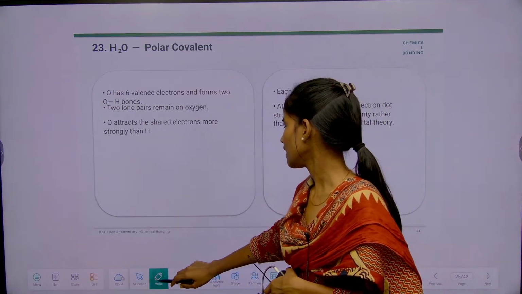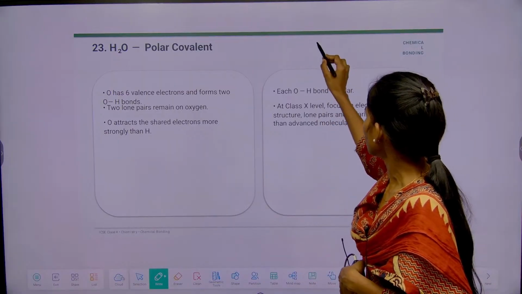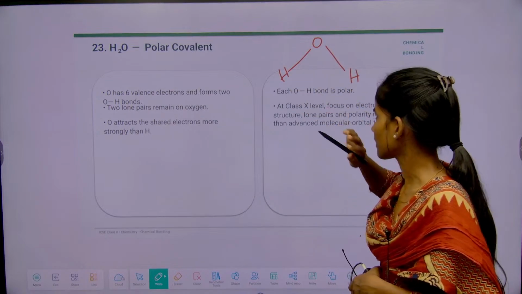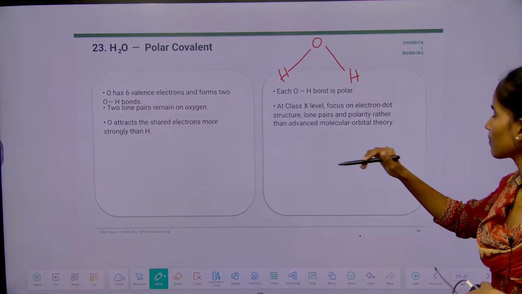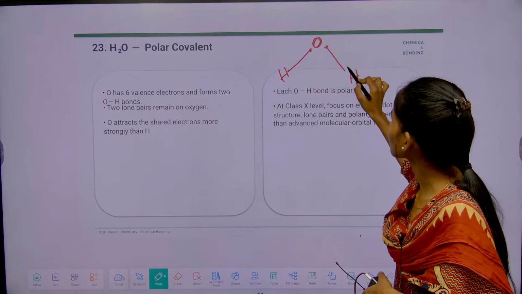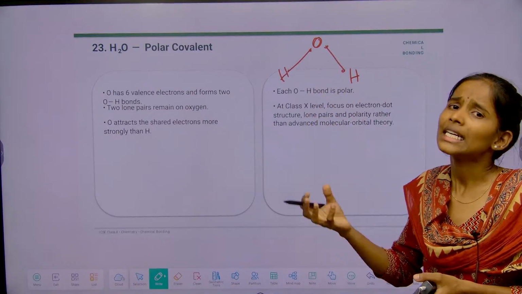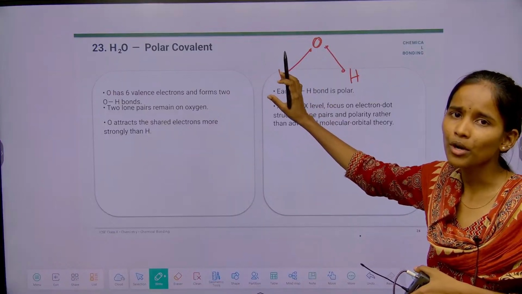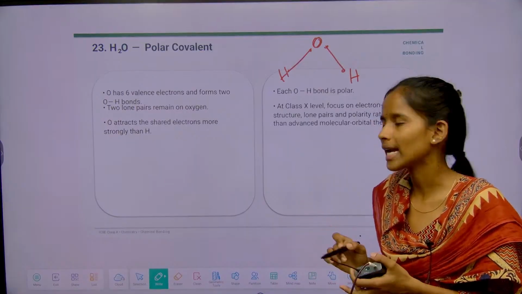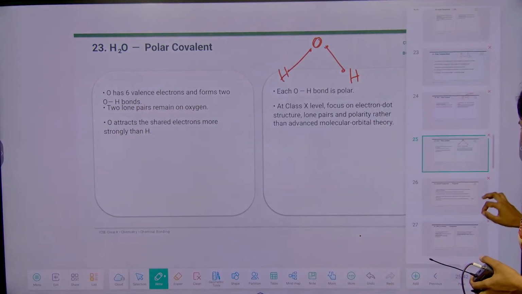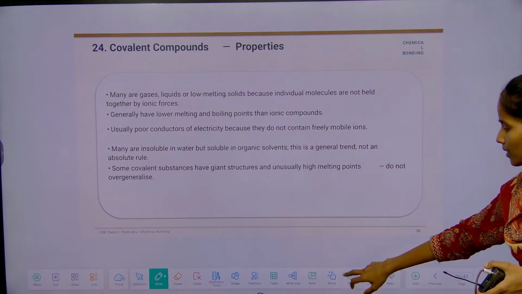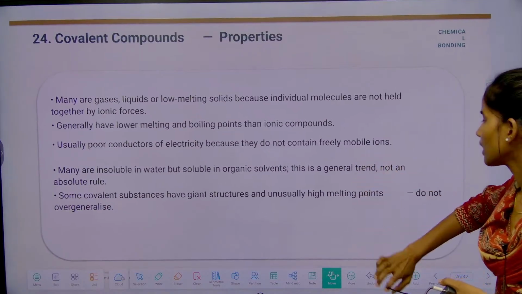What is happening here in the covalent bond? Oxygen will be like this, right? Now this oxygen, what will it do? It will attract more. These two bonds we will call polar covalent bonds, because whatever the shared pairs of electrons are there, they are not equally attracted by all the atoms. Fine. Next we will see the properties of covalent compounds.